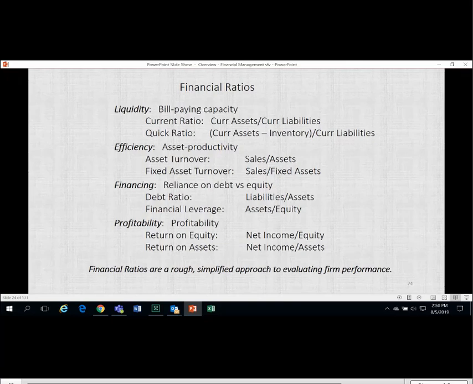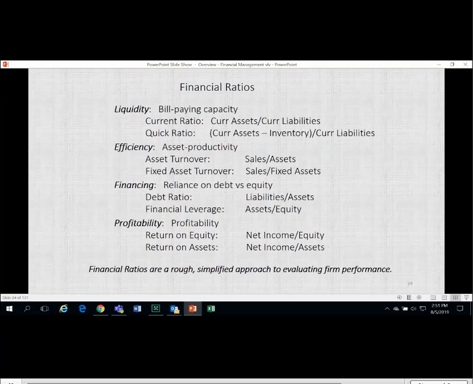The 2 most important ratios are the current ratio, which is defined as current assets divided by current liabilities, and the quick ratio, which is current assets minus inventory divided by current liabilities. Again, looking at it from the point of view of bill-paying capacity of the corporation, generally investors and creditors would like to see that those ratios be fairly high, indicating an ability of the corporation to pay all its bills.